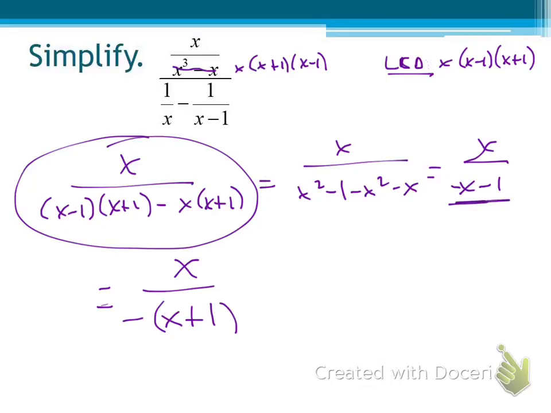So this, when I wrote this numerator in standard form, I got negative x minus 1. I went ahead and factored out a negative 1 just because I don't like having that leading coefficient be a negative. It didn't end up making any difference, so if you didn't, that's okay.